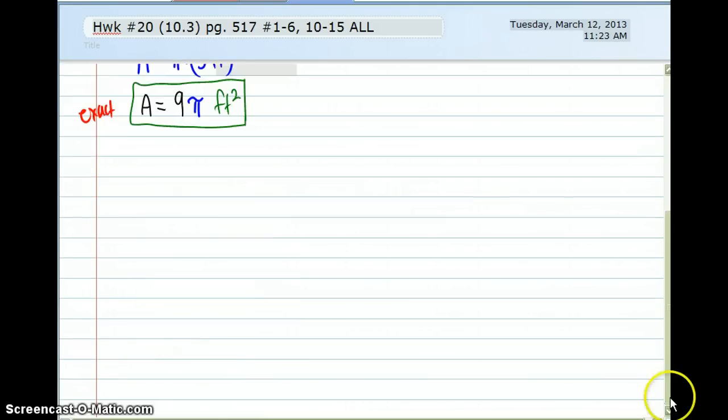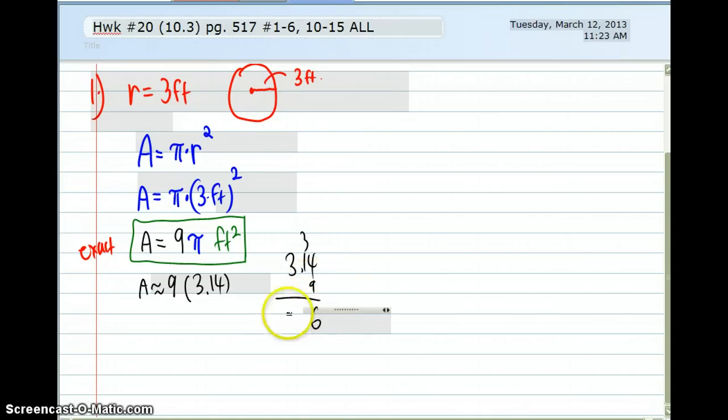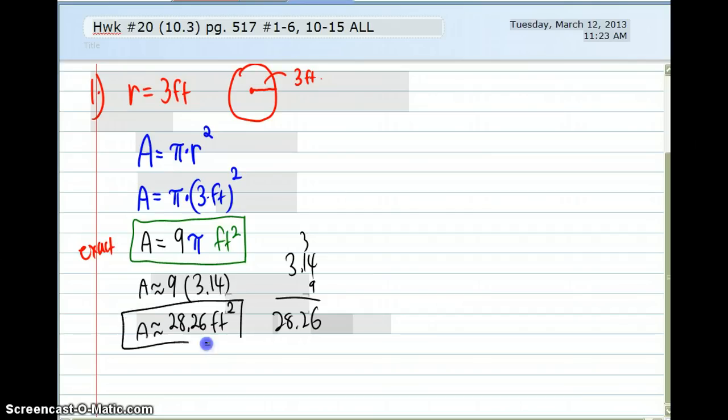Then I'm going to do my approximate answer. So, going down a little bit, my approximate answer is going to be the area 9 times, and I'm going to approximate, I should have used a squiggly equal sign to approximate. 3.14 is approximate for pi, so if I multiply 3.14 times 9, I will get the answer 28.26. So I'm going to get the area is approximately 28.26 feet squared. That's my approximate answer. So that would be my 2 answers for number 1.